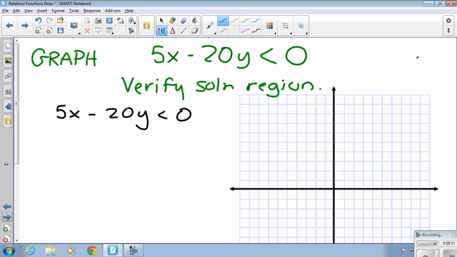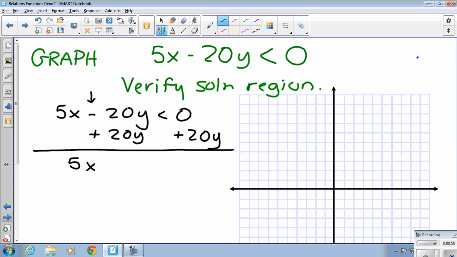This question is kind of going to cause some problems because of this minus y. So what I would suggest, whenever you see a minus y in an inequality, move it first. So I'm going to add this 20y to both sides. So I get 5x is less than a positive 20y.